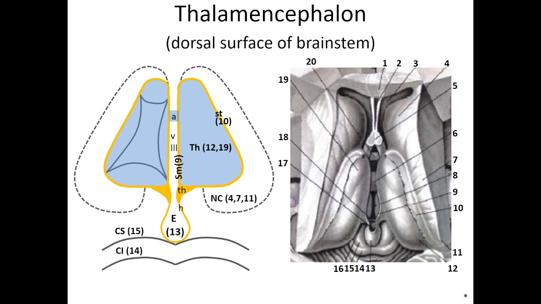Now that we know the basic structures of thalamic part of the brain, let's draw together a schematic diagram of thalamencephalon.